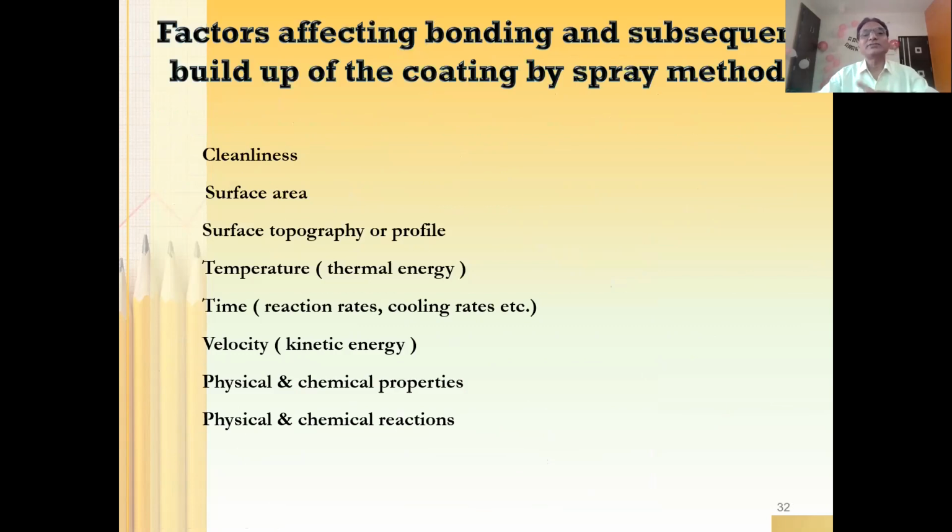Okay, and then what are the factors affecting the substrate or the subsequent build up of the coating in the spray method? Let me tell you the important factors. Cleanliness is going to be very, very important as far as the substrate is concerned. Then surface area, surface topography or profile, then reaction rates, controlling rates, kinetic energy, physical and chemical properties, and physical and chemical reactions. These are some of the important parameters which are going to build the system.